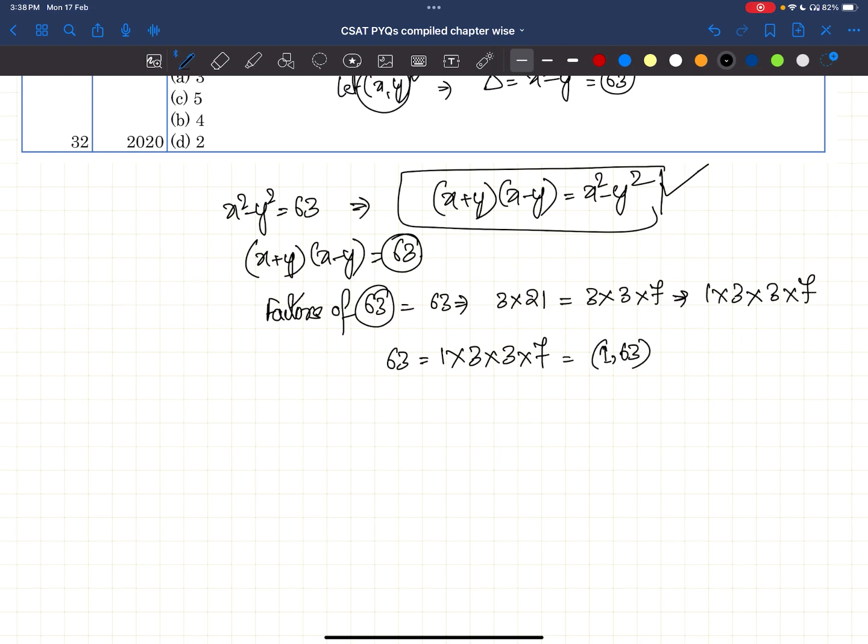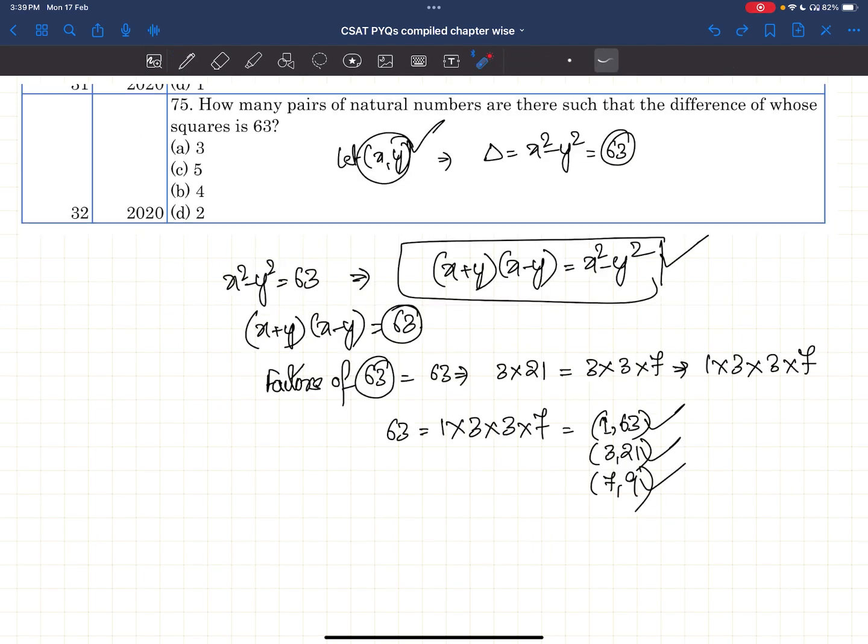Now, if we take 3 as one factor, the remaining is 3 into 7. This will become the other pair of factors. That means 3, comma, 21. Now, if we take 7 as one factor, the remaining will be 7 into 3 into 3, that means 9. Right? Now, we'll take each pair as one possibility and solve this equation.